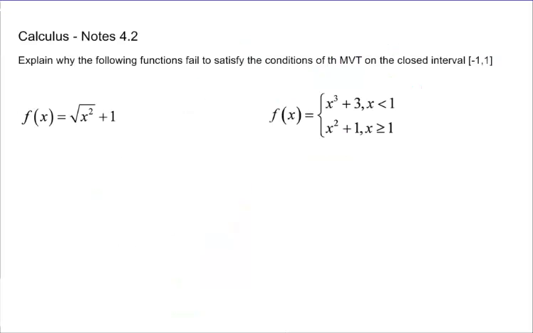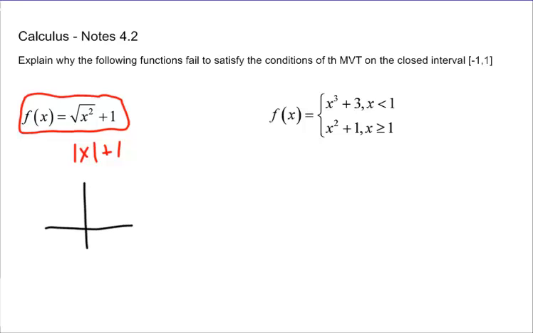Alright, so we want to talk about now why these two functions won't work, and why the functions fail to satisfy the conditions for the mean value theorem on the closed interval from -1 to 1. Well, if you look at this first function right here, what's going on is if you take the square root of x squared, basically no matter what happens, you're just going to have the absolute value of x. And if you think about that graph, that looks like this.